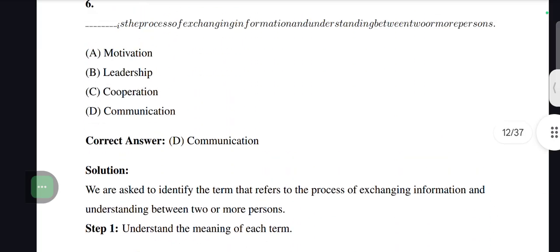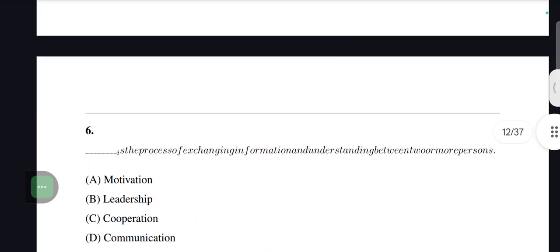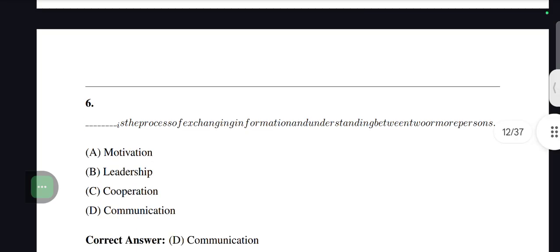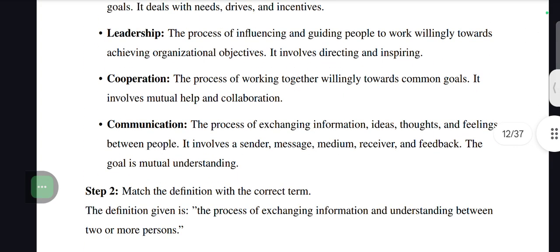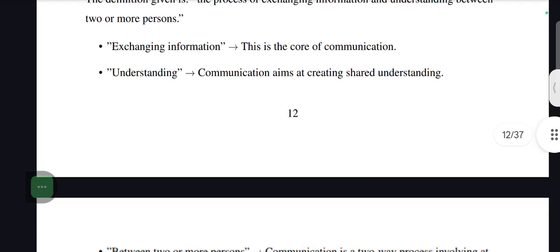So the question is the process of exchanging information and understanding between two or more persons. According to the definition, communication fits correctly because you exchange information and you understand the other person's feelings. You share your feelings, your information, what you want to talk with the other person. So therefore, option D, communication, is the correct answer.